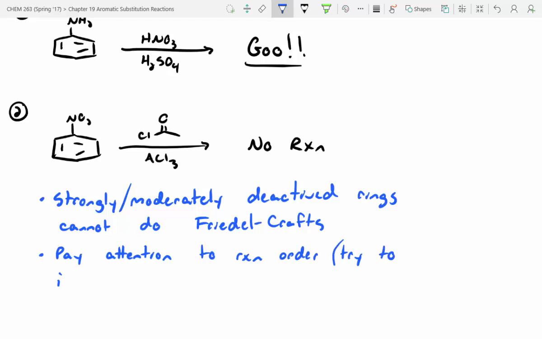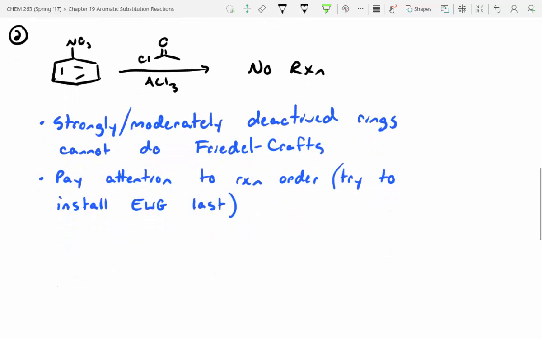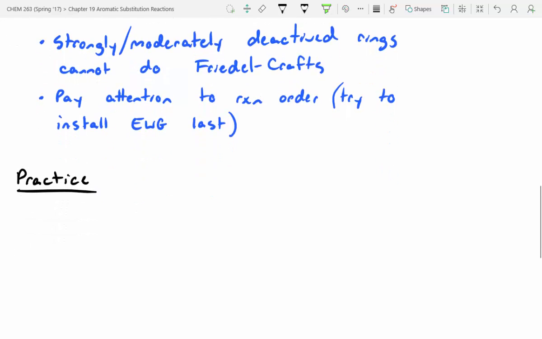Try to install electron withdrawing groups last. So let's do some practice, since I know you guys love synthesis. All right, for the first practice problem, let's try to make this molecule starting from benzene and any other materials that you would like.